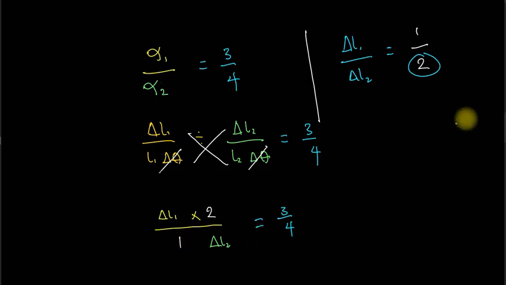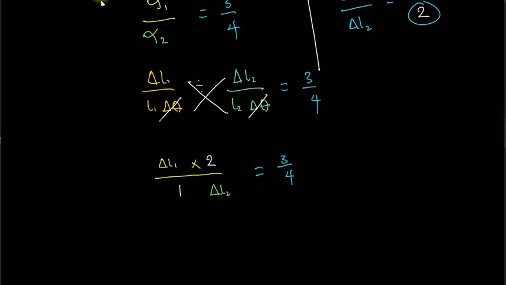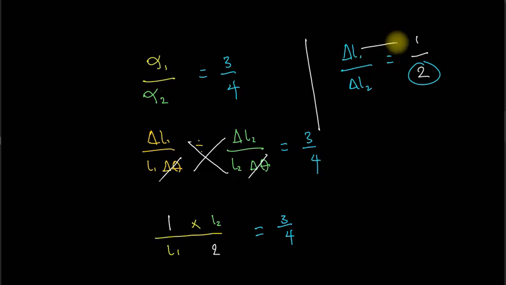And if you remember our question, what did I do? I substituted the wrong one. In place of change in L2, we put 2 there. And in place of change in L1, we put 1 there. Right? Because delta L1 is equivalent to 1, delta L2 is equivalent to 2. That's why we're able to substitute like that.